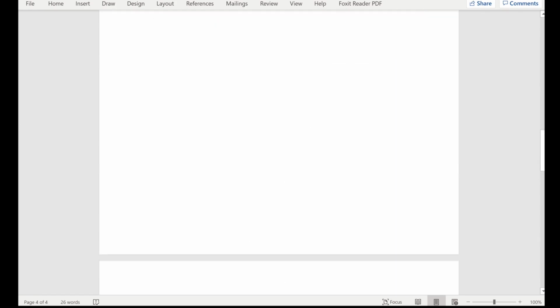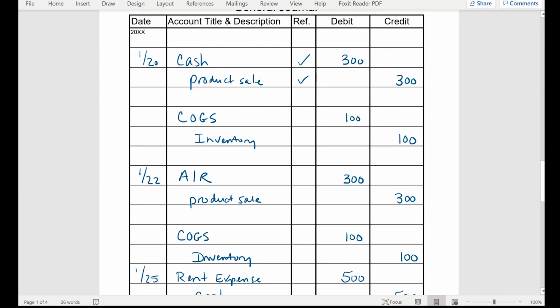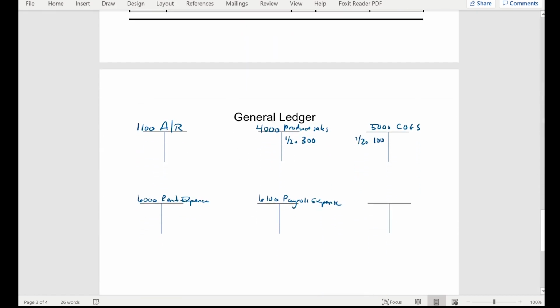Now I'm going to go back up to the inventory, put the date in there of 1/20, and I'm going to credit inventory for $100. Come back in here, check mark those off because I've completed that. Now the business owner sold additional product and they extended terms to their customer, so that's why they've got the accounts receivable on there. So we're going to debit accounts receivable and we're going to credit product sale for $300.